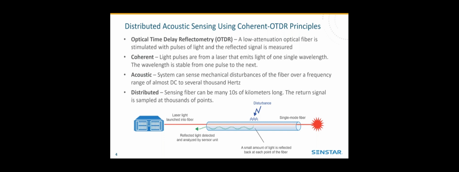Distributed, we say distributed acoustic sensing, referring to the fact that that sensing fiber can be tens of kilometers long, miles and miles, and the return signal sampled at thousands of points over that fiber. So it becomes, some people will use the phrase a distributed microphone, 1,000 or several thousand microphones in a sense along the length of that cable. So that's really the definition of what we're talking about today.